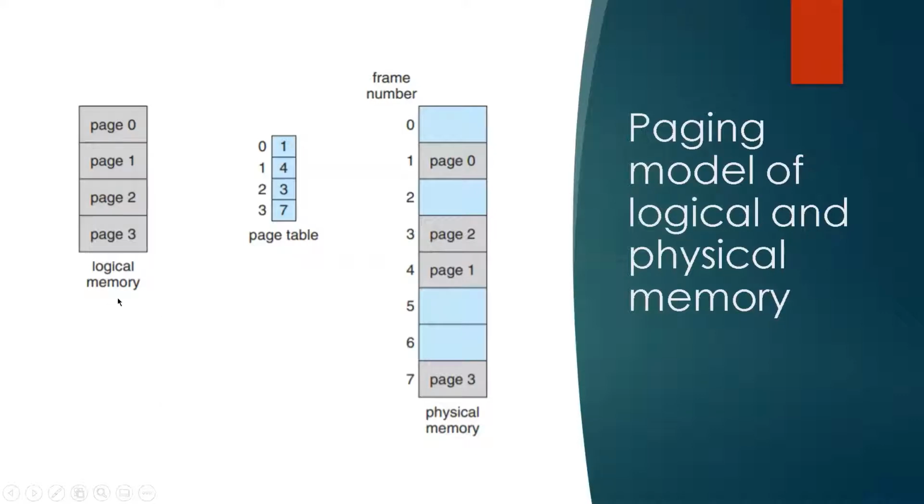Here you can see we have our logical memory and physical memory. A logical memory has 4 pages and physical memory has 8 frames. So we have page 0, 1, 2, and 3. Here is our paging table. Paging table is used to map a page to a frame. Here we have our page indexes and here we have our page numbers. So page 0 is mapped to frame 1, page 1 to frame 4, page 2 to frame 3, page 3 to frame 7. And as you can see, these frames are non-contiguous, but we have placed all 4 of our pages into these frames.